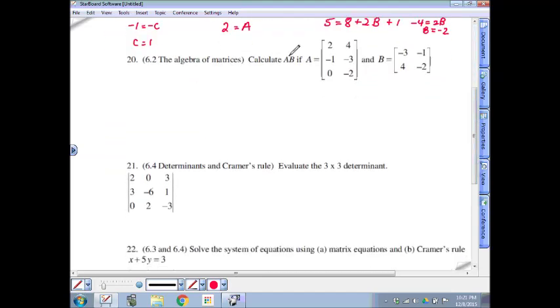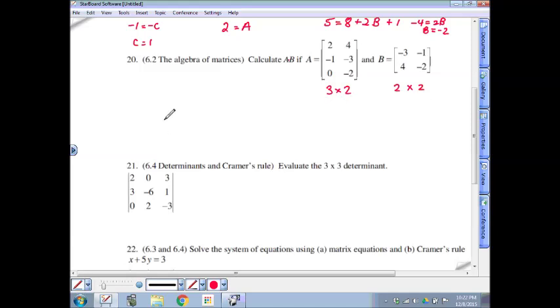Now for number 20, even just because it says calculate a times b, you ought to check to see if it's even possible. The way that you determine if you can multiply two matrices is to look at the size or dimension of the matrices. This one is 3 rows and 2 columns, so it's a 3 by 2. This one has 2 rows and 2 columns, so the inside dimensions are the same, which means the multiplication is possible. The outer dimensions tell us that we're going to end up with a 3 by 2 matrix.